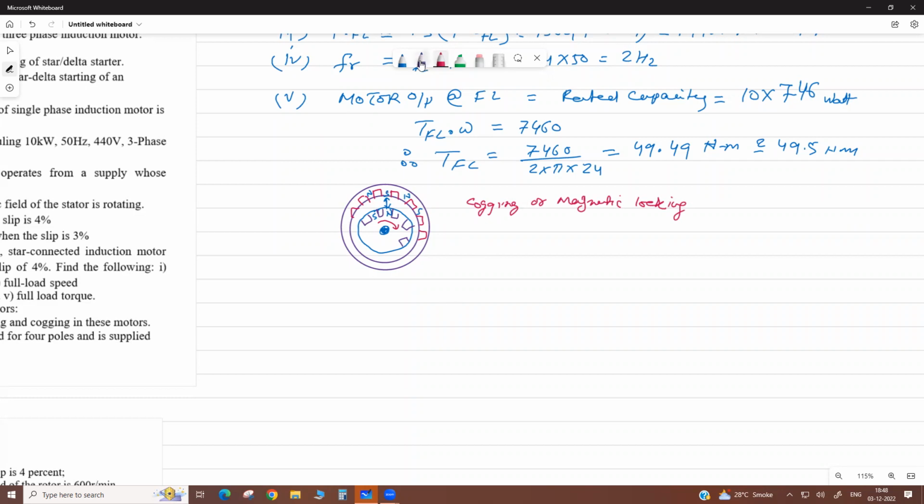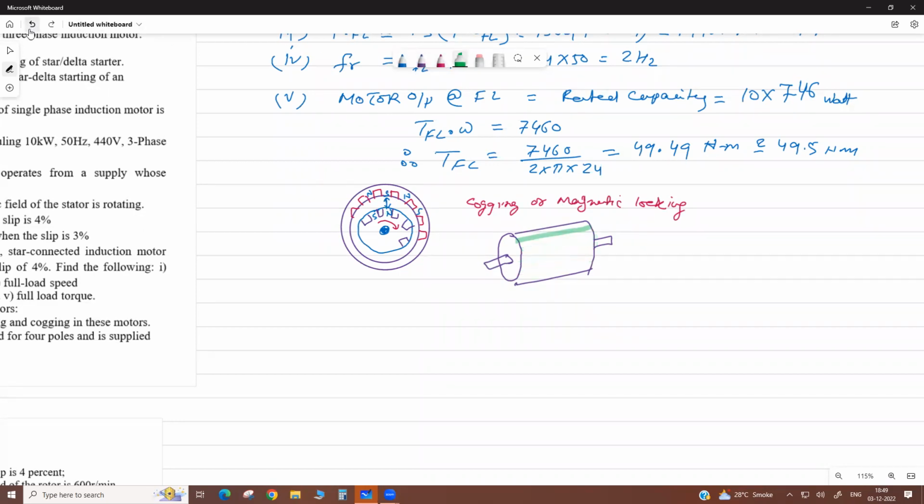So to reduce this, what we do first is that the rotor slots we do not make parallel to this. Suppose this is the shaft. We do not make them parallel this way, like this. Otherwise, they are face to face throughout the length of the stator.